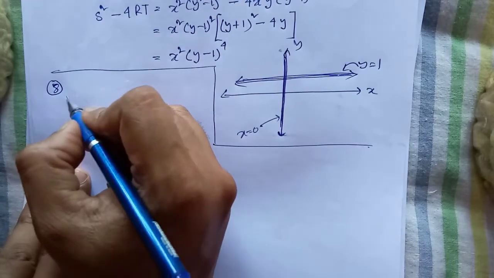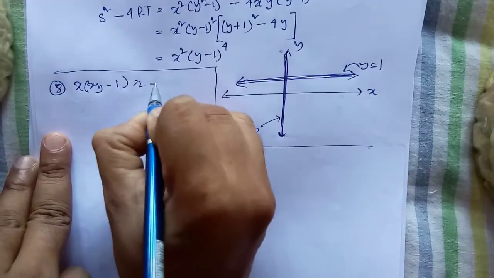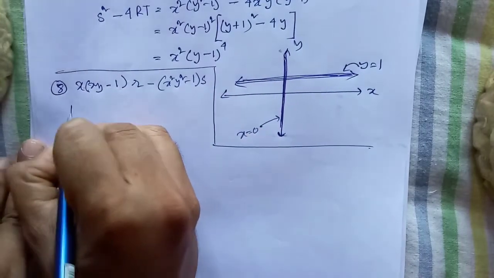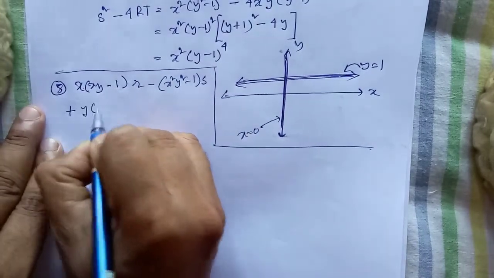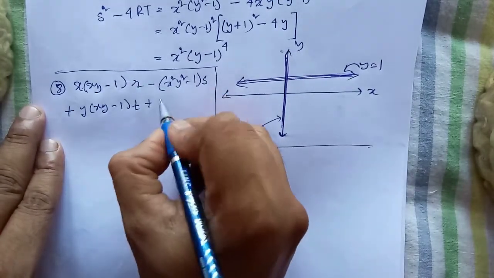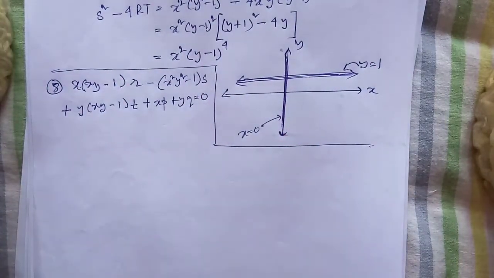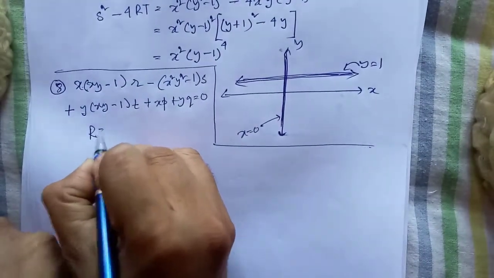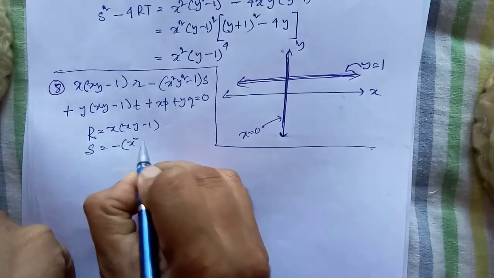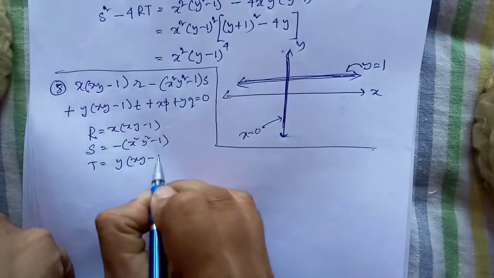8, (xy − 1) r − (x²y² − 1) s + y(xy − 1) t + xp + yq = 0. Now let us calculate. Capital R is equal to xy − 1, capital S is equal to −(x²y² − 1), capital T is equal to y(xy − 1).